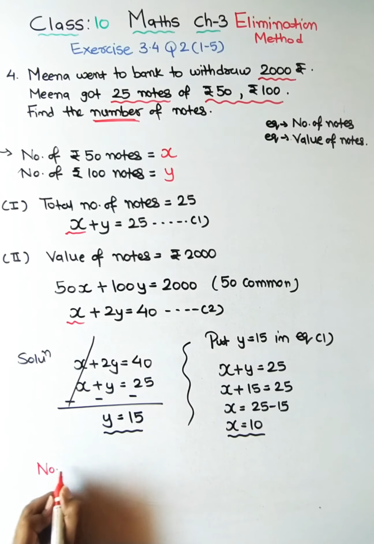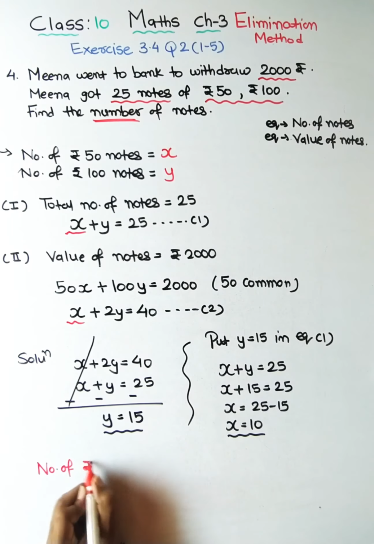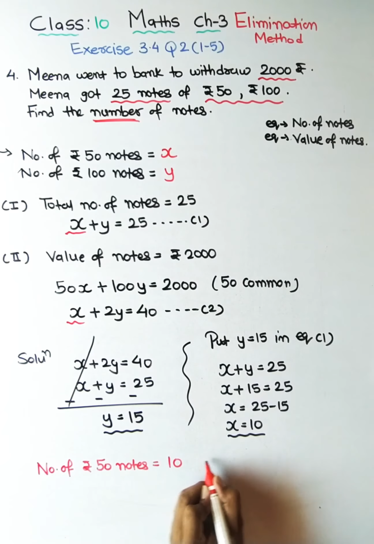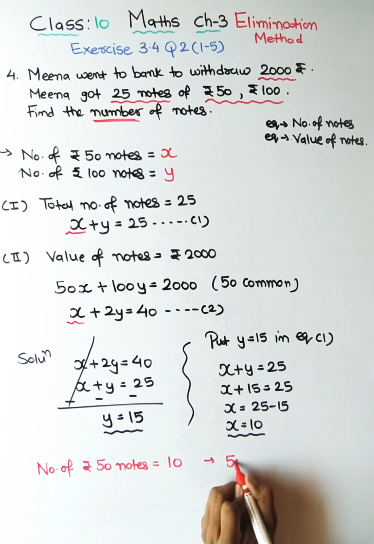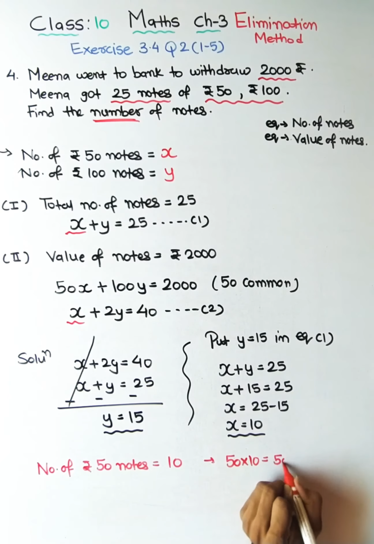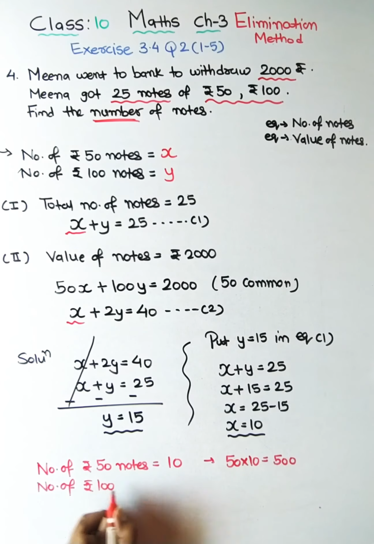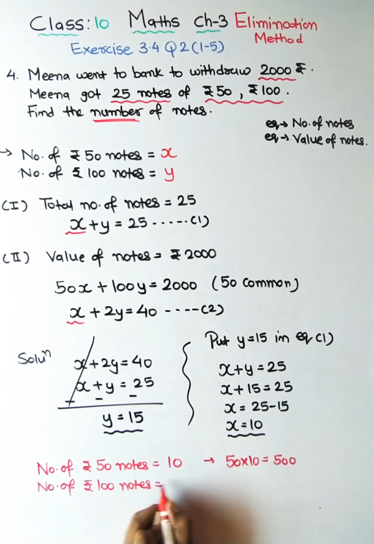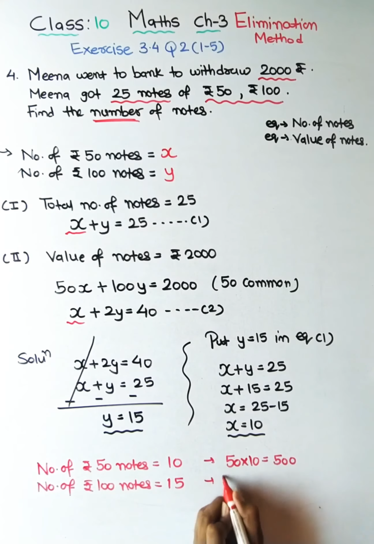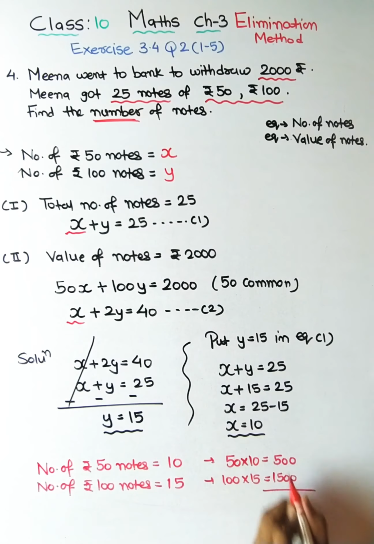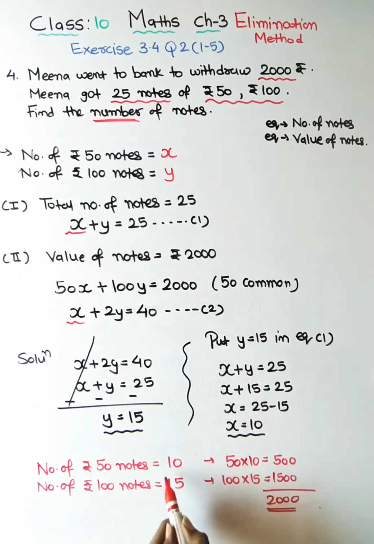So the number of rupees 50 notes is 10. That will give you 50 into 10, which is 500. And the number of rupees 100 notes is 15. So 100 into 15 is 1500. Now you verify, is the addition giving you the value of 2000? Yes. So this is our correct answer.